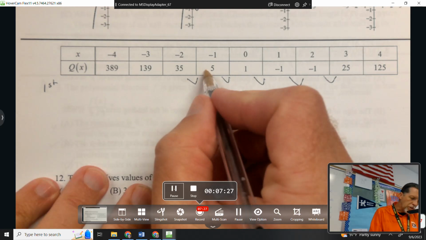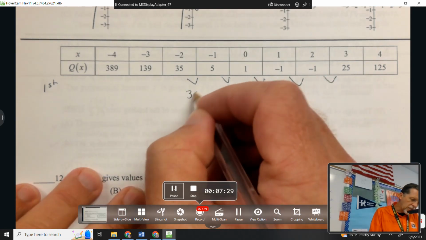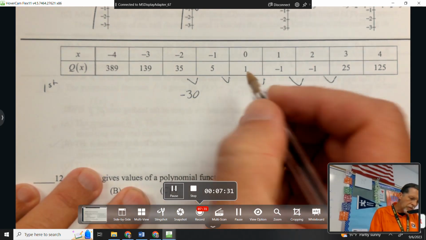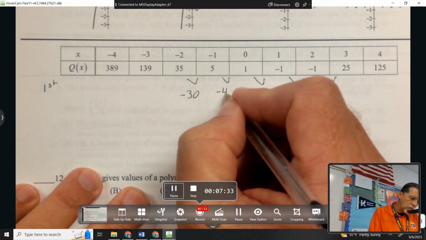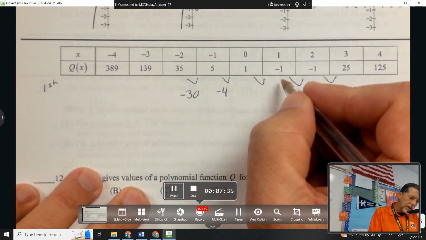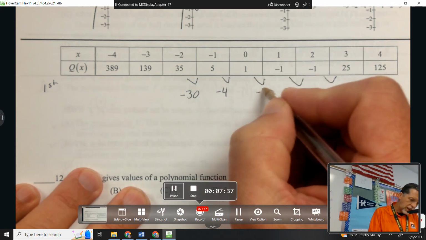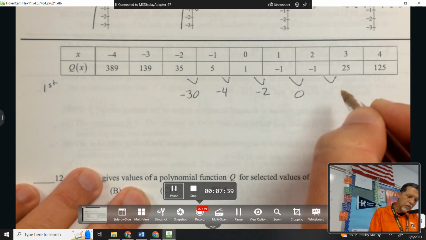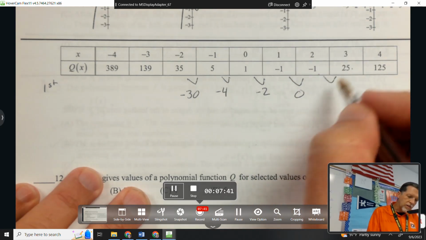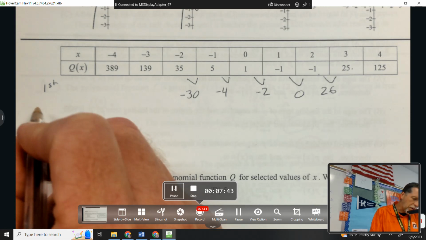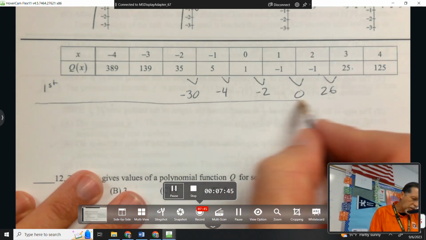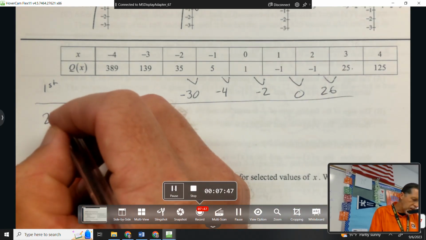So from 35 to 5, that's down 30, negative 30. From 5 to 1, that's negative 4. 1 to negative 1 is negative 2. Negative 1 to negative 1 is 0. Negative 1 to 25 is 26. So that's my first difference. So it's not linear.